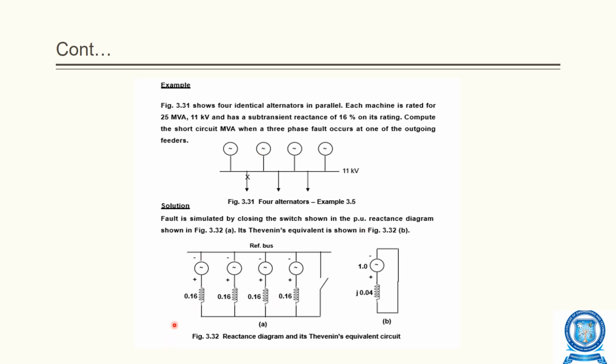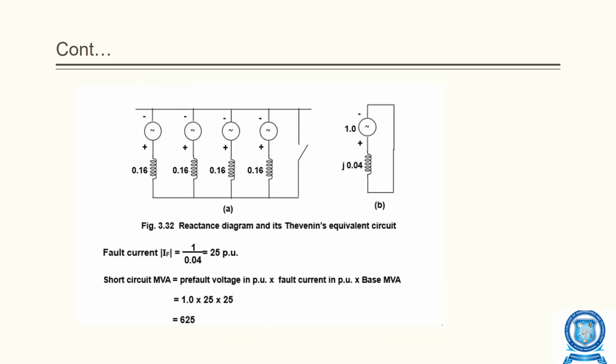All the generators are represented by its EMF and reactance as 0.16, all the four. So the equivalent circuit, Thevenin's equivalent circuit, is taken as 1 per unit voltage. So the EMF is taken as 1, and here the equivalent reactance is j0.04. The fault current IF is equal to 1 by j0.04, which is equal to 25 per unit.